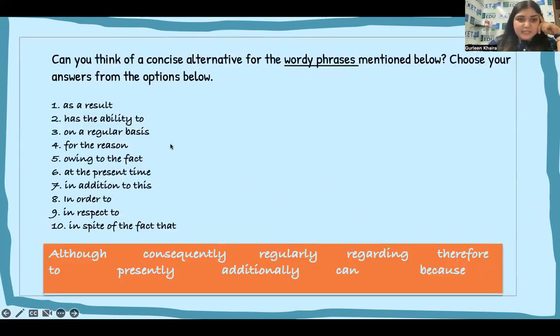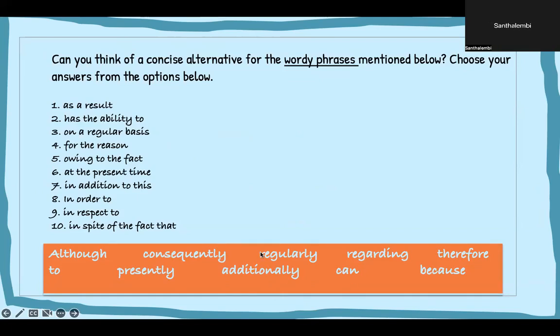All right, we have an exercise now. And rather than giving you time to do this, let's discuss it one by one. Can you think of a concise alternative for these wordy phrases that are mentioned? And you have to choose an answer from this box below. So let's do the first one together so you understand how we're doing this. As a result, 3 words. Can we think of one word, or can we choose one word from the box at the bottom of the screen that would convey the same meaning?